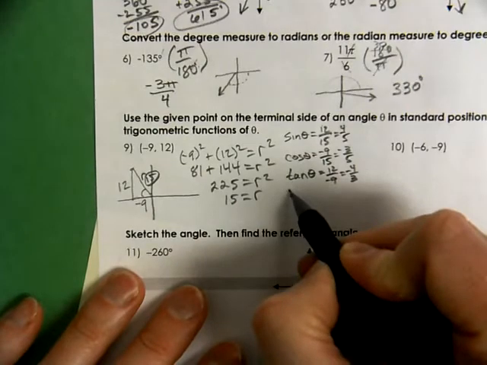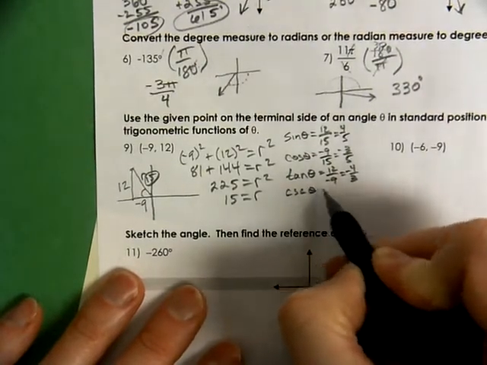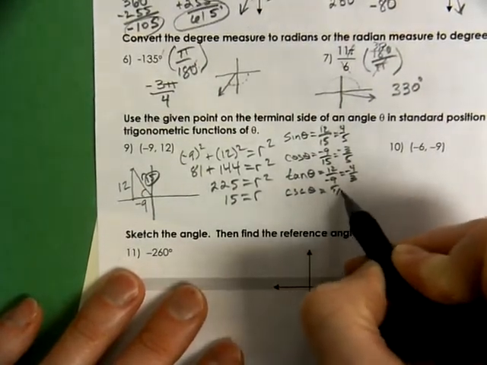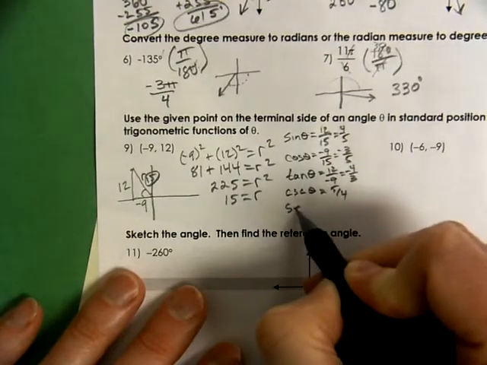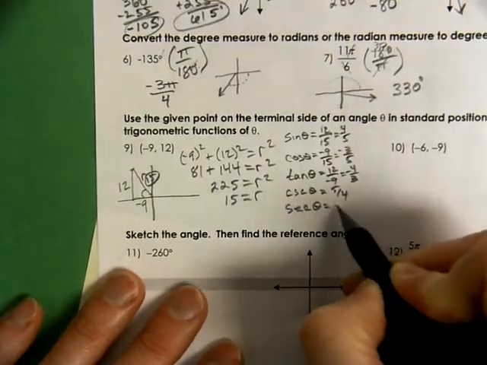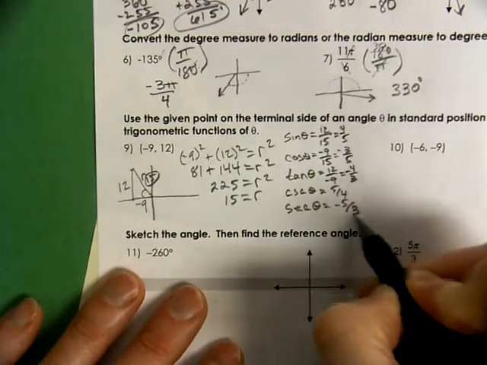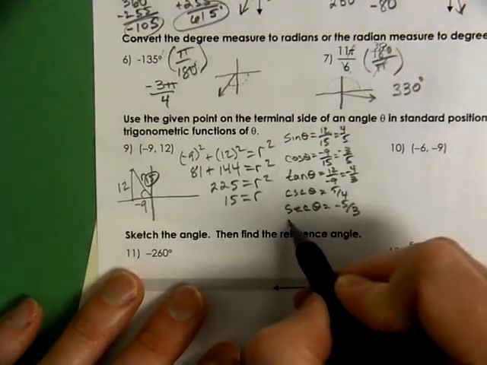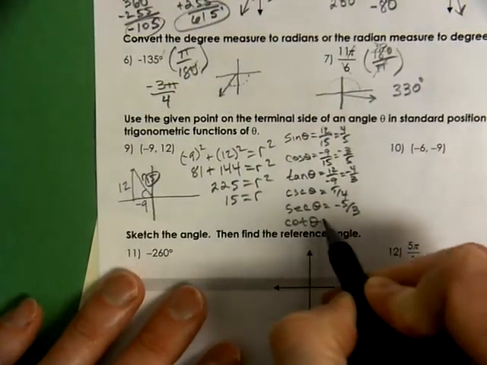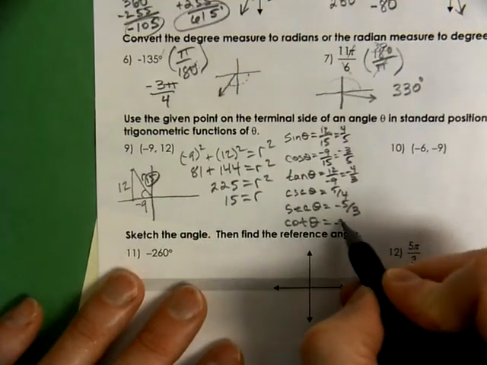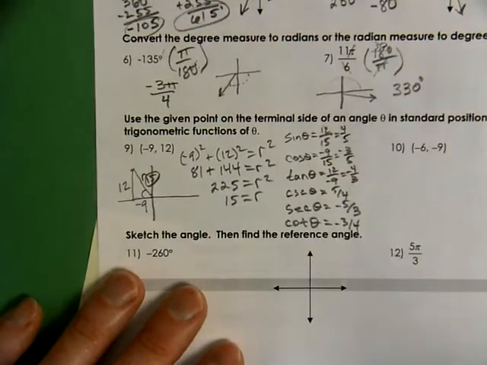Then we would have the reciprocal of sine, which is 5/4. The reciprocal of cosine, which is -5/3, and the reciprocal of tangent, which is -3/4.